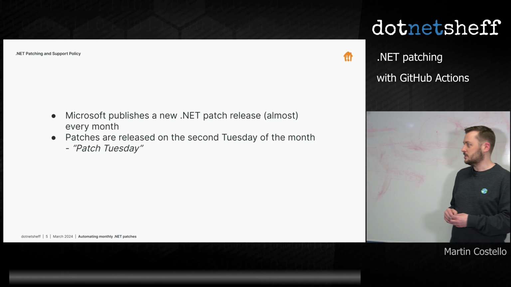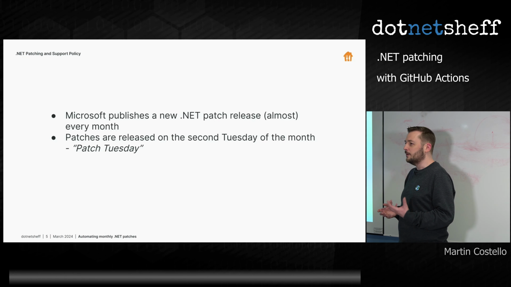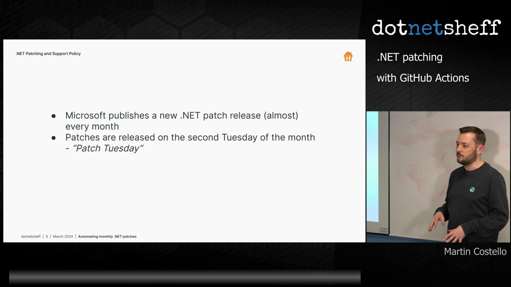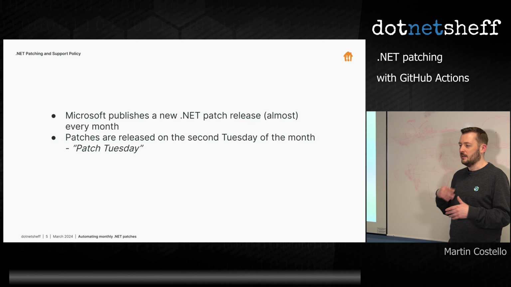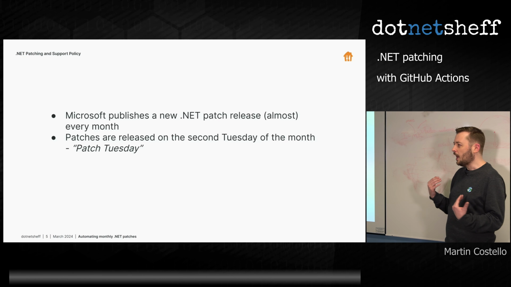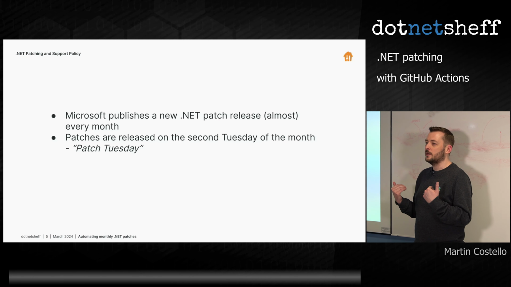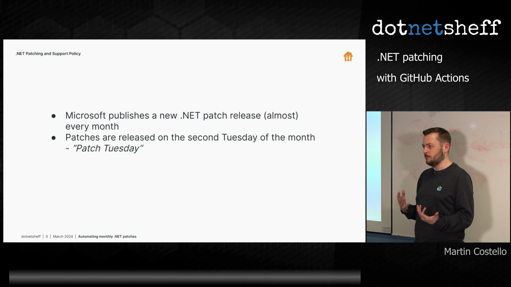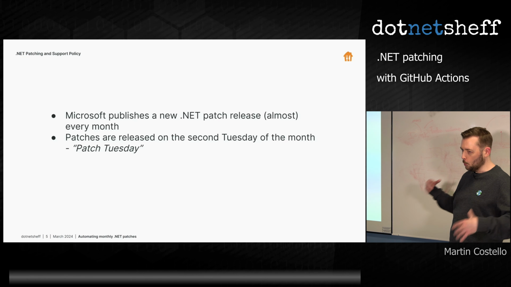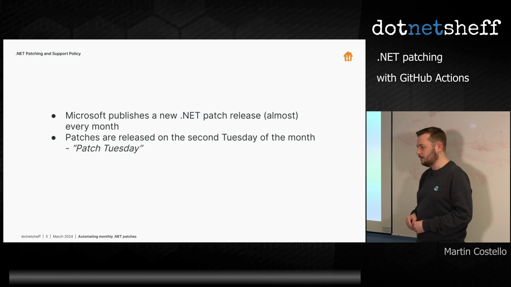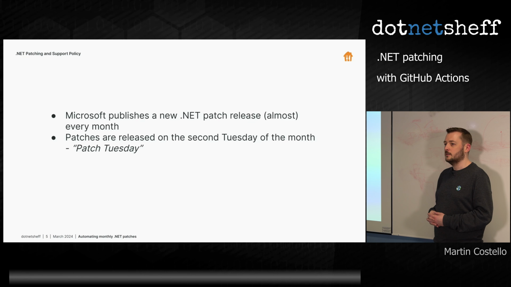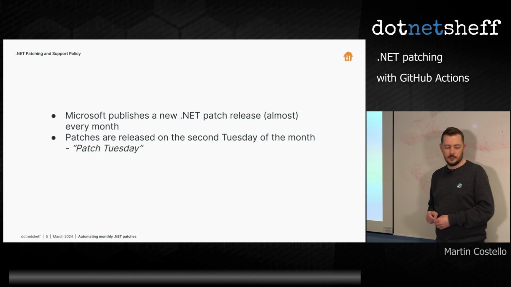So the .NET patching and support policy. There's a new version of .NET almost every month because they have a regular cadence of doing patches, and that's also when they do the security patches. You might have heard of Patch Tuesday, Update Tuesday, and that's when Microsoft coordinates all the releases of all their software, Windows, Office, you name it, and they all happen on the second Tuesday of the month. So this month that'll be this time next week.